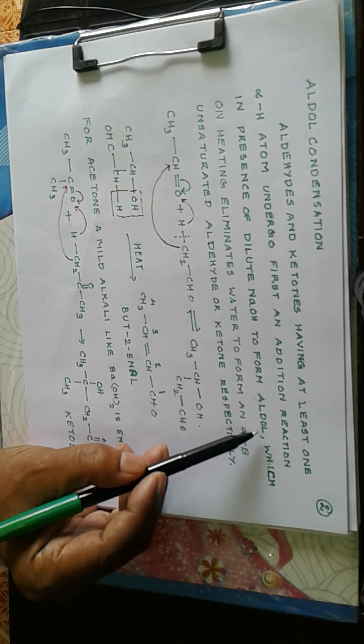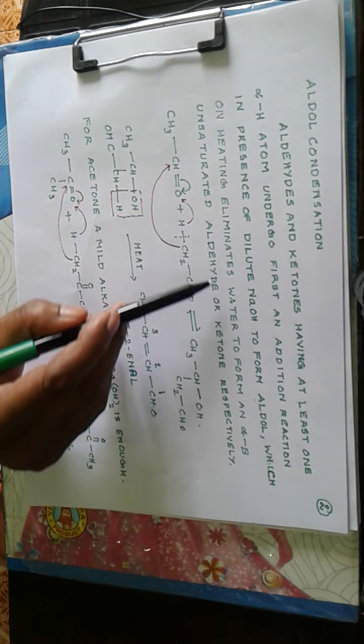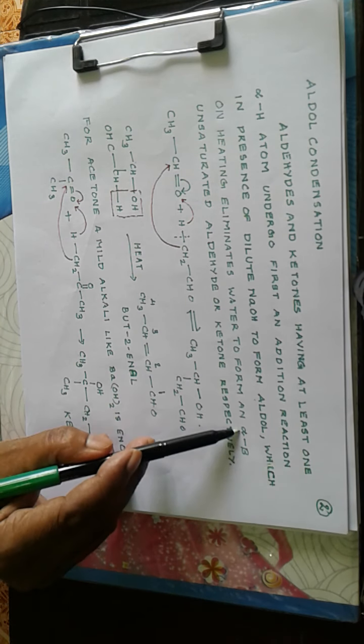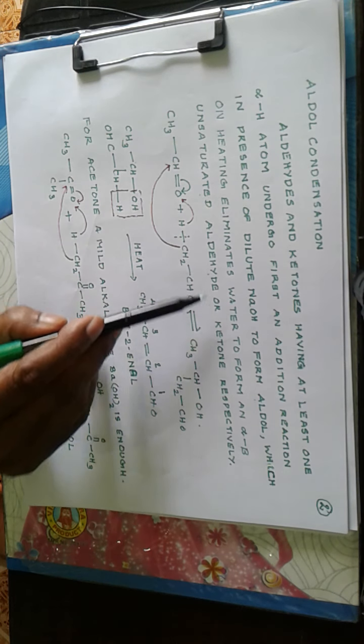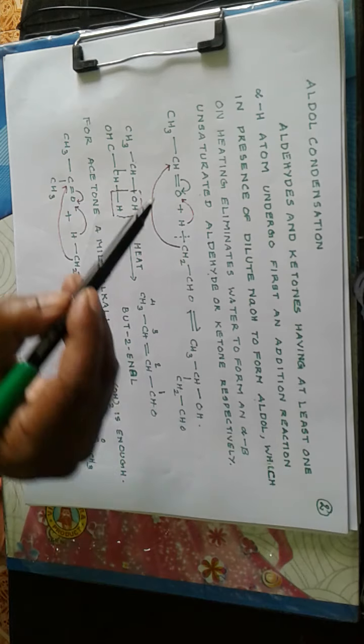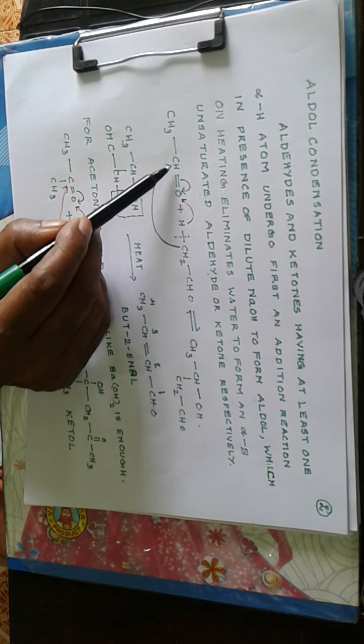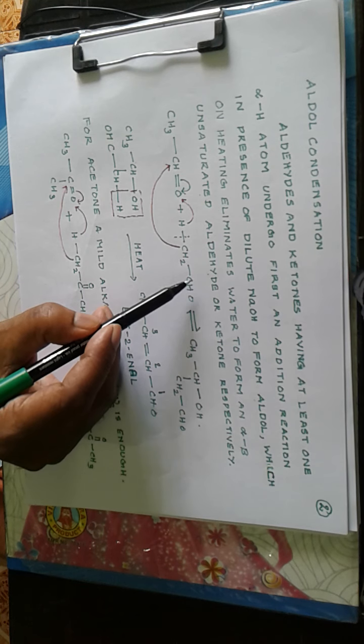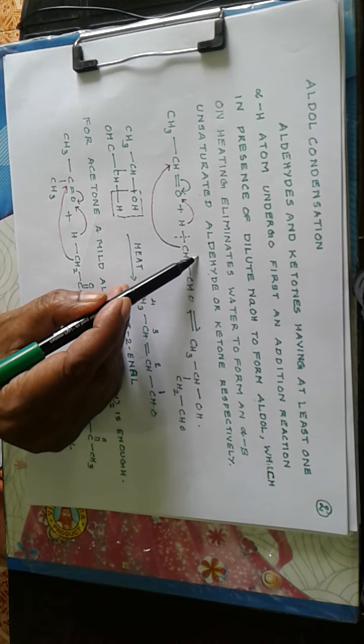Now one specific reaction: aldehydes and ketones having at least one alpha hydrogen atom undergo first an addition reaction in presence of dilute NaOH to form a compound called aldol, which on heating eliminates water to form an alpha beta unsaturated aldehyde or ketone, respectively. Now consider acetaldehyde, CH3CHO. Now the functional group here is CHO, and this carbon is the alpha carbon.